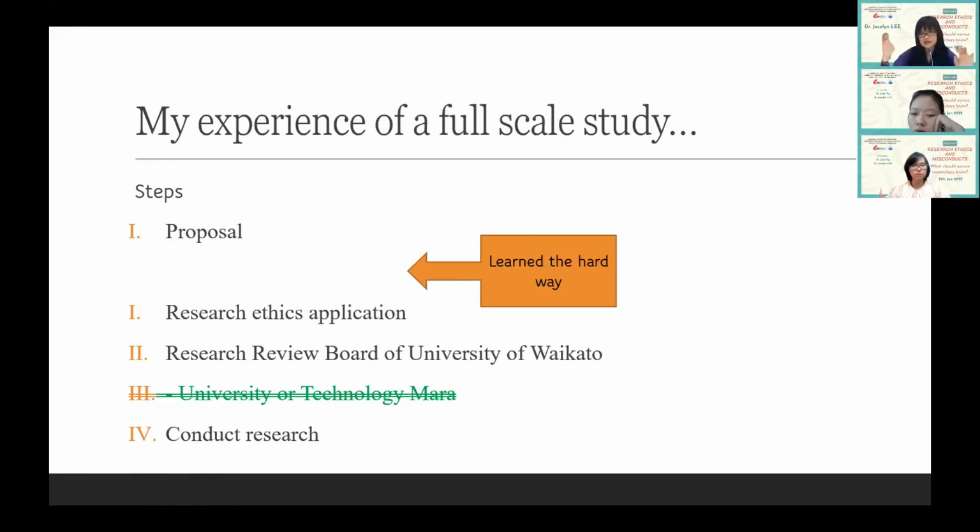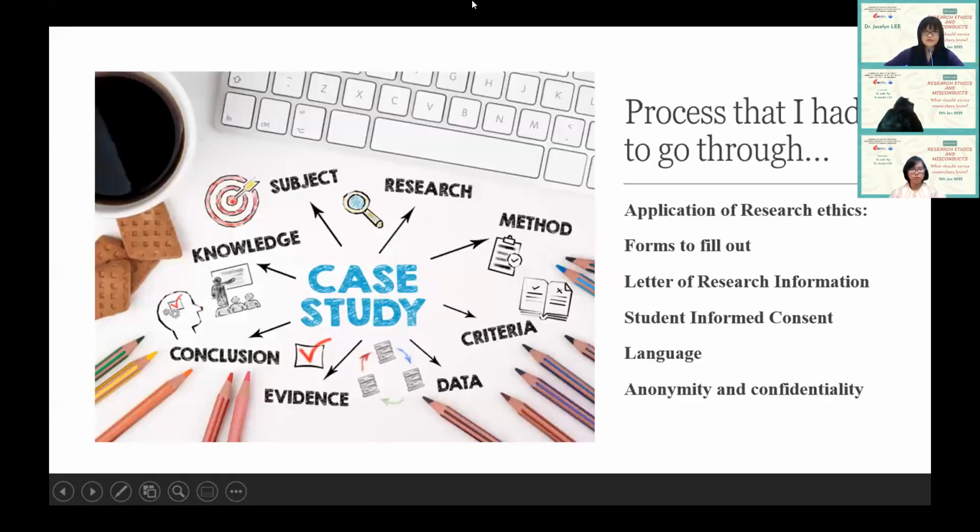to my participants? Now, I strike out this one, University of Technology Mara. That's my university. Back then, my participants were from the University of Technology Mara. But at that time, in my university, there was no research review board, right? So it was totally within my jurisdiction as a researcher, right? So I did not go through this University of Technology Mara, because there was none at that time. So I conducted research after getting the approval from the Research Review Board of University of Waikato.